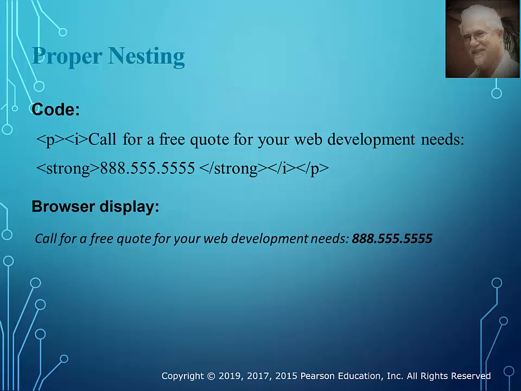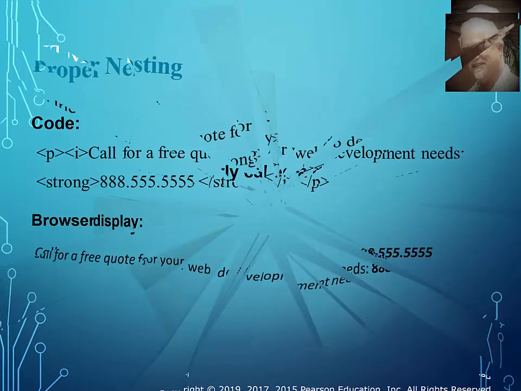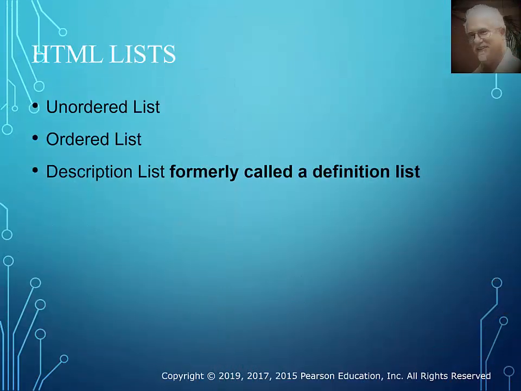Okay, nesting. This is really important. Things have to be nested properly. That is, the tags have to have the beginning and end inside of the other tags. You see how this is done here? P is on the outside, that's the paragraph. Then you have I for italics, and you have strong. Each thing is encompassed inside the other, and you see the display is down below. If it's not properly nested, you get some funny looking things.